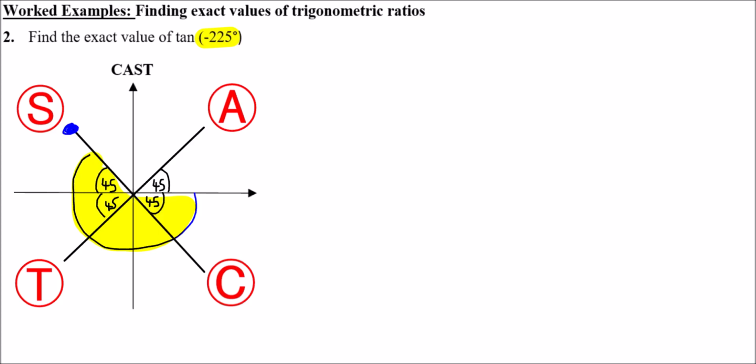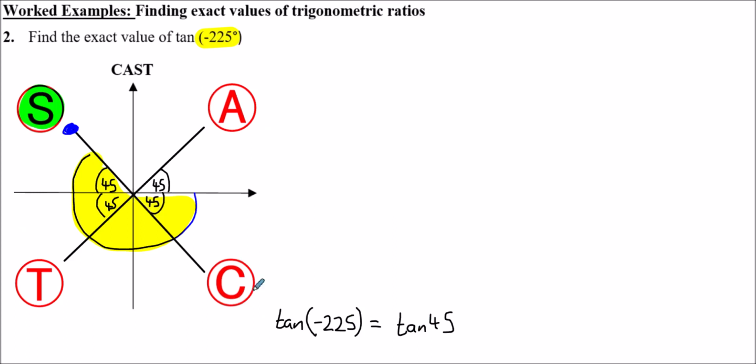And again, we've landed up in the S quadrant. And that tells us that tan of minus 225 will link in some way to the tan of 45 degrees, because this acute angle made with the x-axis is 45. The only question now is, is tan minus 225 going to be positive tan 45 or negative tan 45?